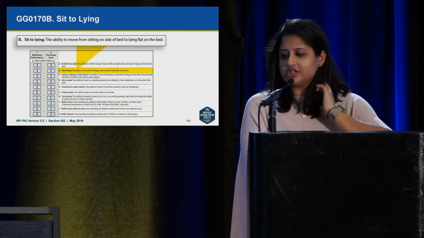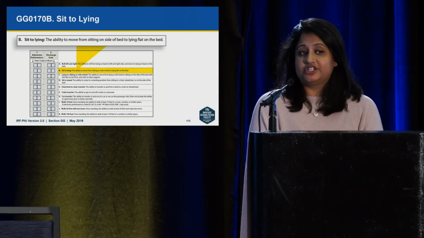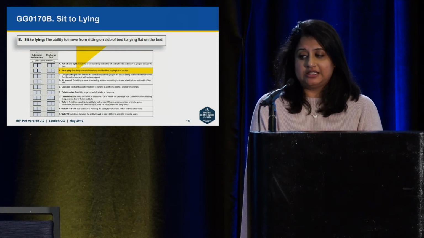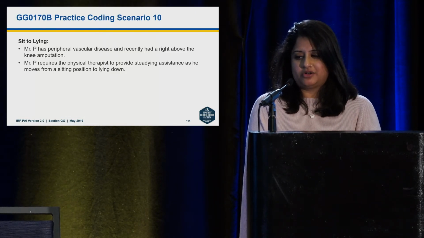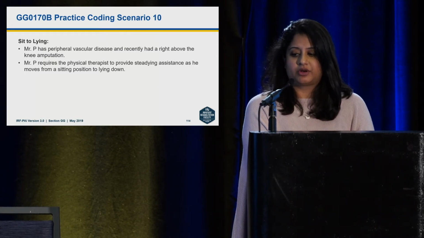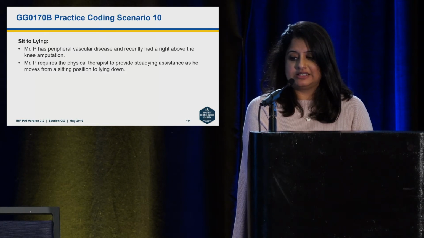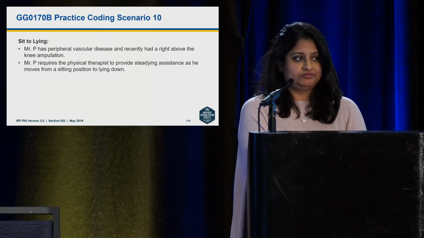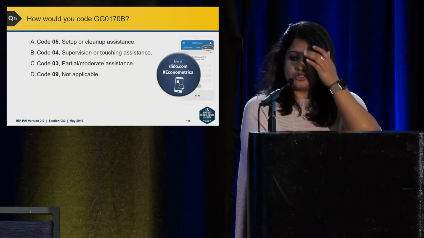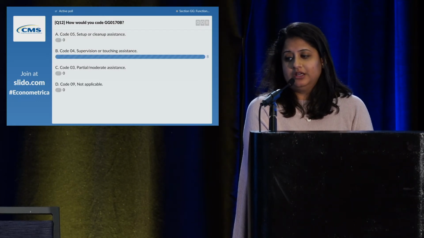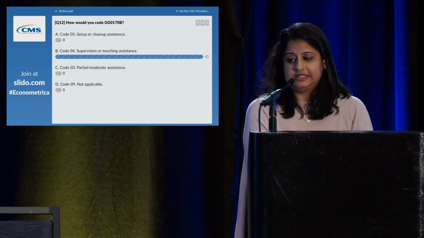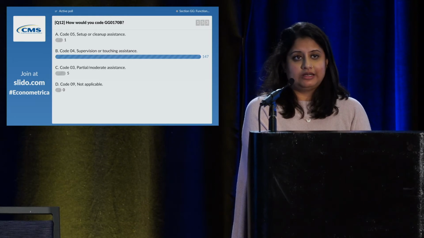Okay, next we have GG0170B, sit to lying. And the definition of this item is the ability to move from sitting on the side of the bed to lying flat on the bed. So here's our example. Mr. P has peripheral vascular disease and recently had a right above the knee amputation. Mr. P requires the physical therapist to perform steadying assistance as he moves from a sitting position to lying down. So again, how would you code GG0130B? Your choices are A, 05, setup or cleanup assistance, B, 04, supervision or touching assistance, C, 03, partial or moderate assistance, or D, 09, not applicable.